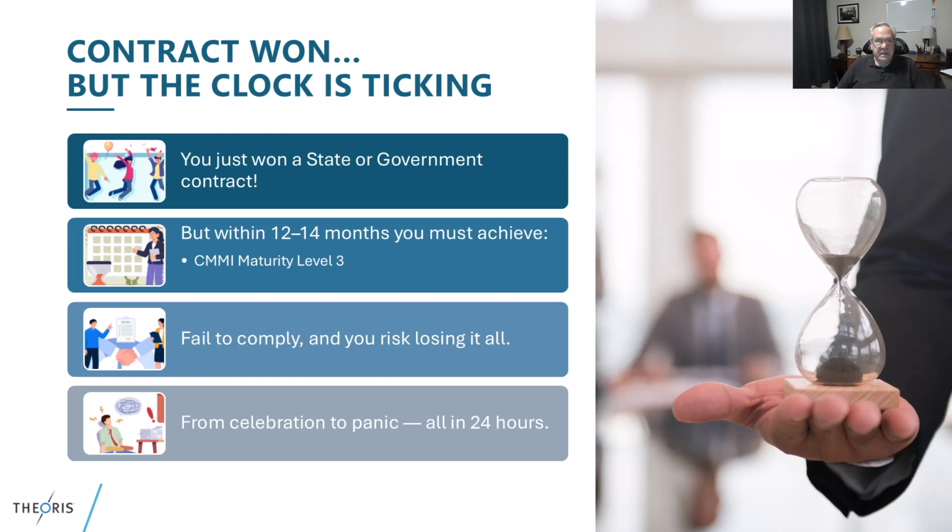For this example, let's say that the contract requires you to be at maturity level 3 within 12 to 14 months. And if you fail to comply, you may risk losing the entire contract. So from celebration to panic, all within 24 hours, let's get started. And oh, by the way, congratulations. The investment is substantial, but the long-term benefits extend far beyond the new contract for your organization.